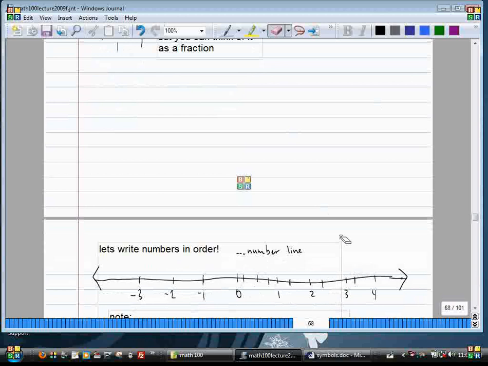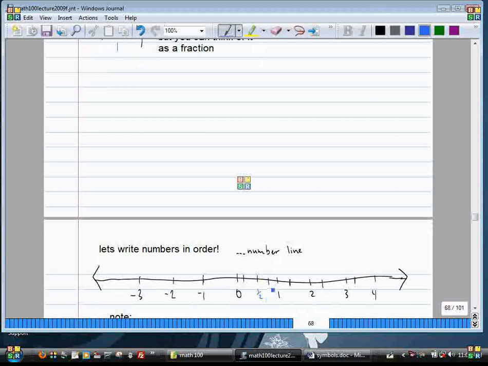So, where does the fraction 1/2 go? The fraction 1/2. Right, not just between 0 and 1, but right smack in the middle. And what about 3/4? Right, got half and 1, right halfway between there.